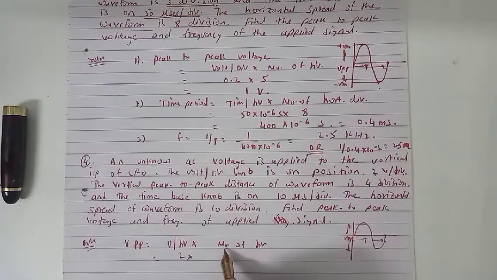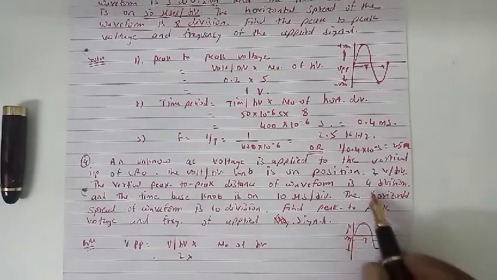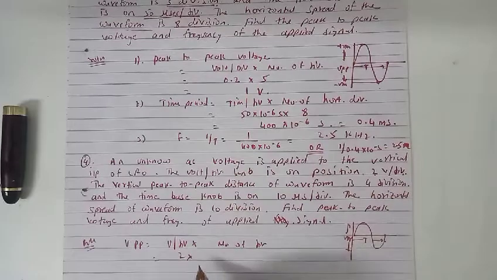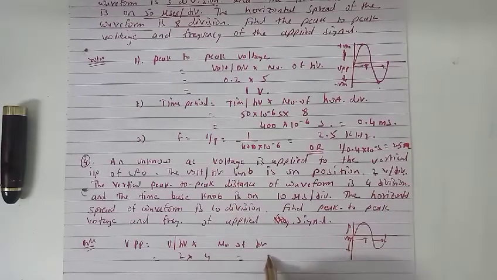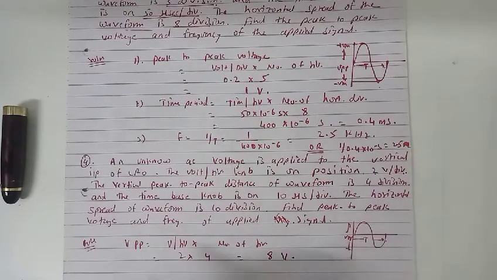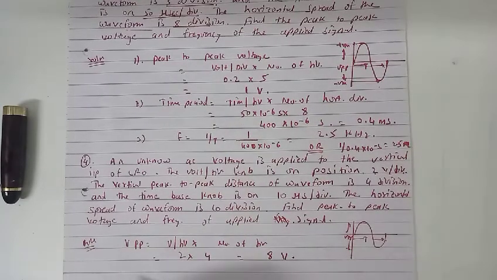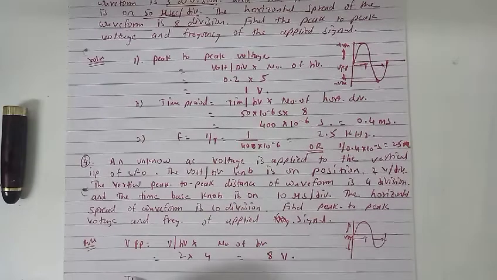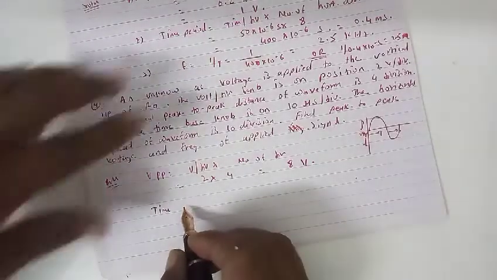So 2 multiplied by the number of divisions, which is 4. So you will be getting 2 into 4, it is 8. It is 8 volt. So the peak to peak voltage you have got is 8. Then you will be getting the time per division.